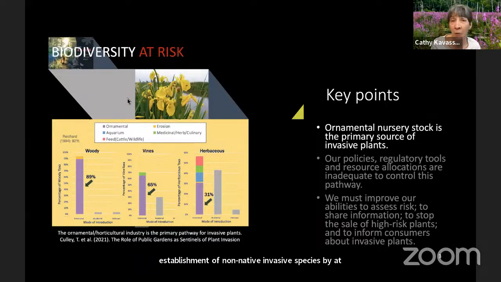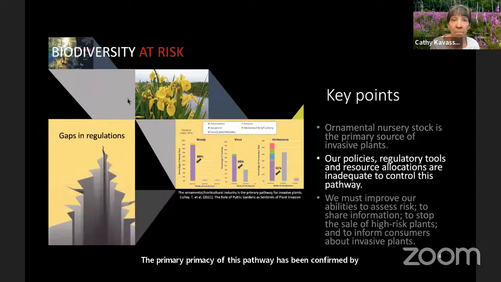We know biodiversity is in peril, and invasive plants are part of the problem. But most do not know that the ornamental horticultural industry is the primary pathway for invasive species to enter Canada. The primacy of this pathway has been confirmed by many studies around the globe.